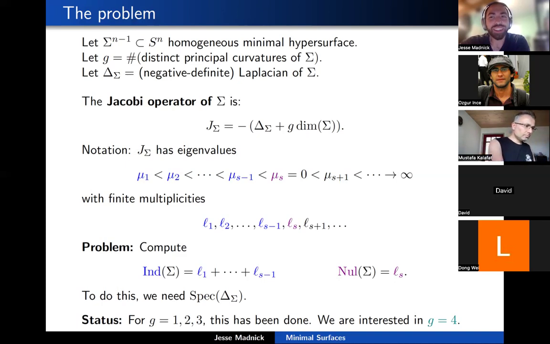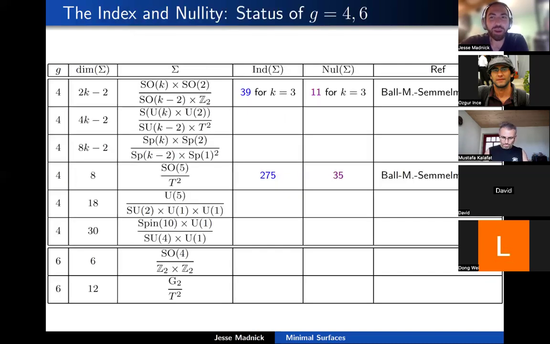We did actually attempt the G equals 6 case, and the calculations got pretty bad pretty quickly. So we will settle for the G equals 4 case, and we will settle on the two that we know. So the two that we know are this 8-dimensional example, SO5 mod T2. We're going to prove that the Morse index is 275 and that the nullity is 35. And then the same method, though we won't go into the details, also gives that the index of this example for k equals 3 is 39, and the nullity is 11.